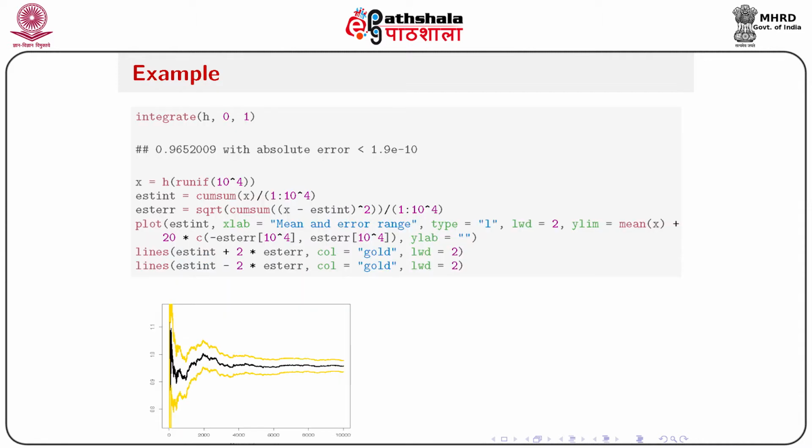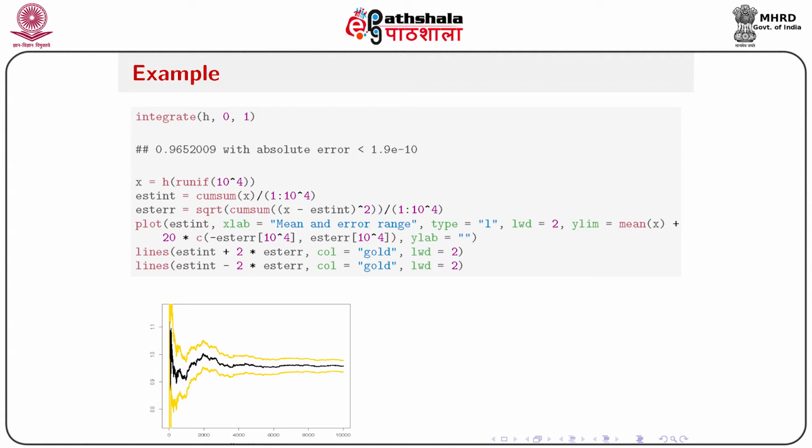Now we'll integrate it. For integration, the integrate function is there. Just integrate h from 0 to 1. h is the function that you are going to integrate, over 0 to 1. It will give a numerical integration, and that value is around 0.96509 with absolute error 1.9 times 10 to the power minus 10.